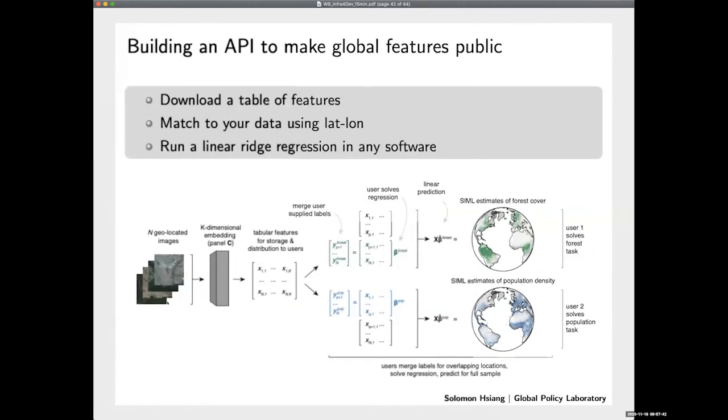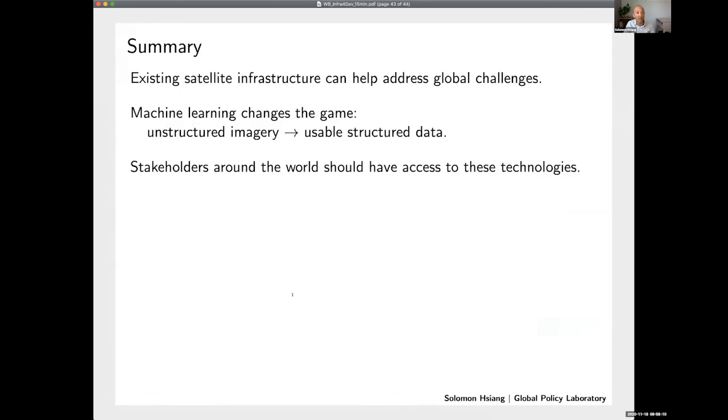Yeah, so right now we're in the process of building an API. The paper's public, anyone can see our method, and I put a link in the chat. We're building an API as we speak so that anyone can essentially download this table of data, because that is really the key to having access. And then anyone can just match it to their data and run a ridge regression and solve whatever type of problem they are trying to tackle.